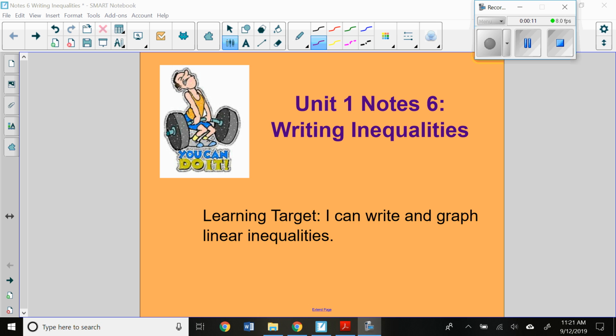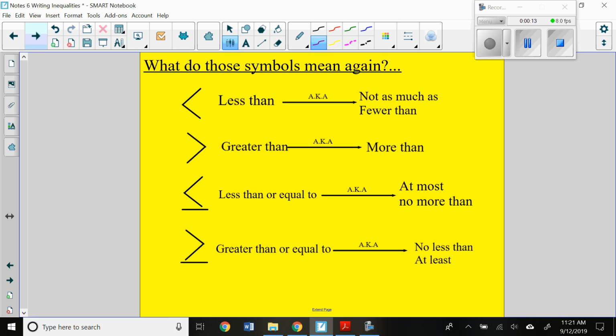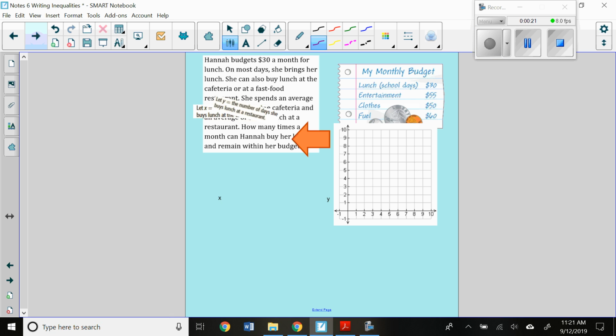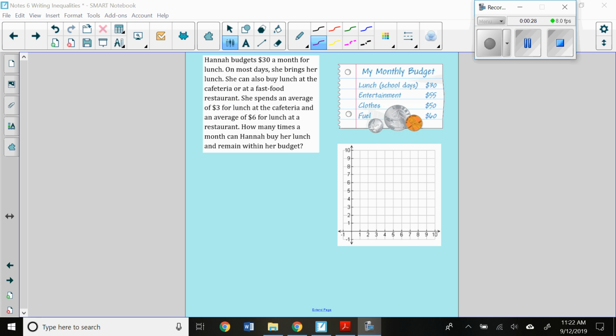So let's get into writing inequalities. Just a refresher, we have our less than or equal to, greater than or equal to inequalities here. We are going to be doing word problems, but there's some extra stuff there. We're taking the word problems and just writing our inequalities. It's not much different than what we have been doing with writing equations and graphing inequalities.